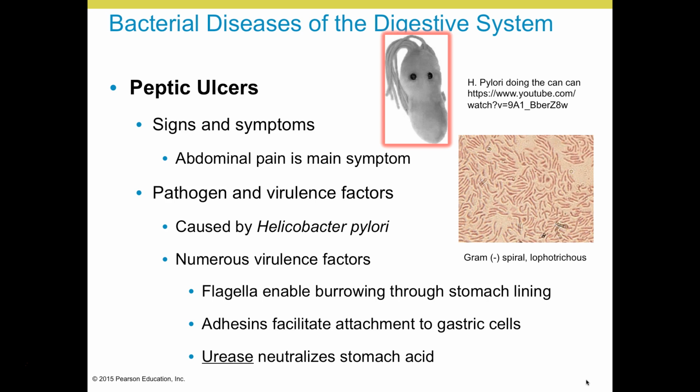Okay, now we're going to move on. Here we're looking at peptic ulcers. And the little good looking guy that you see here, that's your Helicobacter pylori. It has a flagella, so therefore it can move around very easily through your stomach lining. It also contains protein adhesins, which facilitate attachment to the surface of your gastric cells. And it has ureases. These are enzymes that help neutralize the stomach acid.